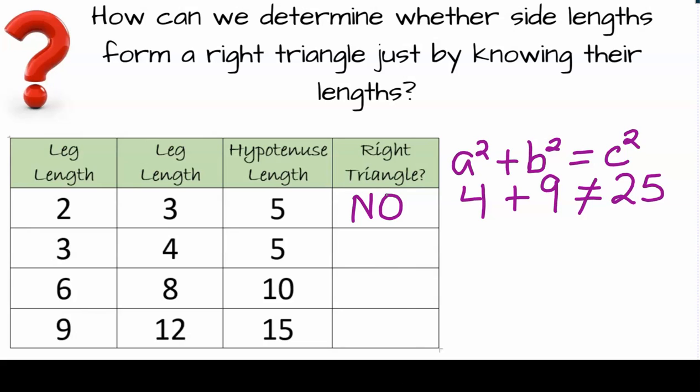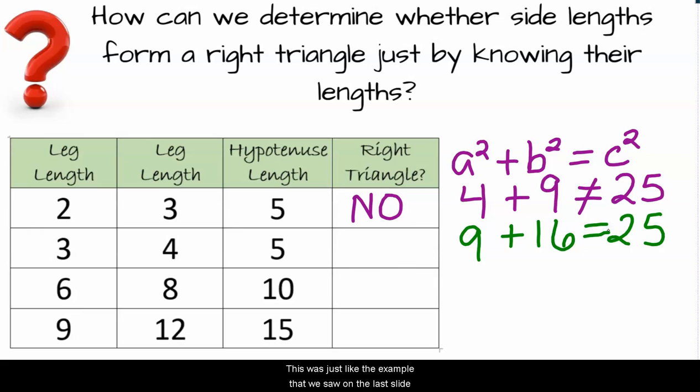Let's look at the next example. For this one, the leg lengths are 3 and 4. Our hypotenuse is 5. So let's square each of the leg lengths, add them together, and see if it's equivalent to the square of the hypotenuse. 3 squared is 9. 4 squared is 16. 5 squared is 25. Okay? 9 plus 16 is equal to 25. This was just like the example that we saw on the last slide. So because this is true, we can say yes, this is indeed a right triangle.